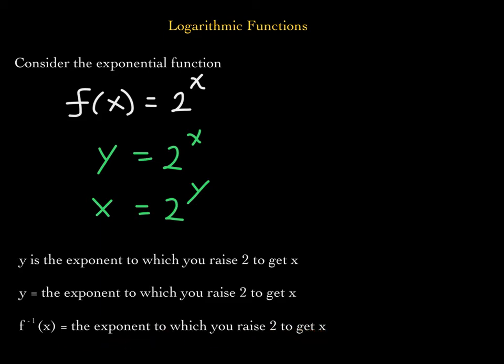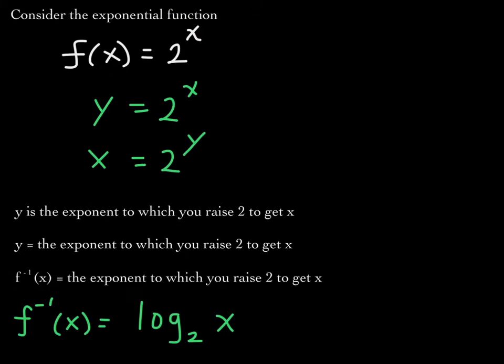Now, what I'm going to do is introduce special notation that would represent these words, the exponent to which you raise 2 to get x. And that's exactly what we have here. F inverse of x is equal to log base 2 of x. This notation means the exponent to which you raise 2 to get x. Now 2 here is your subscript. X is called your argument, but 2 is the base of this logarithm. It's the base or the subscript. So this represents that base here of the exponential equation. Same base. So all of this notation is the exponent to which you raise 2 in order to get x.